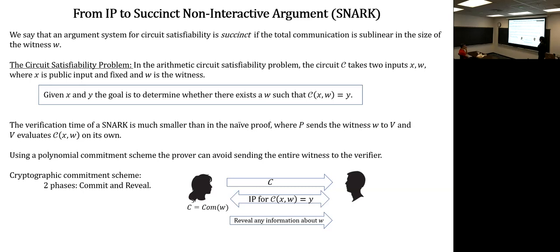And a cryptographic technique for the transformation of an interactive proof system into a SNARK, into a cryptographic proof, basically, is to use a commitment scheme. Using a polynomial commitment scheme, for instance, the prover can avoid sending the entire witness to the verifier. So this already reduces the size of the proof, right? A cryptographic commitment scheme consists of two phases. In the first phase, the prover will commit to the secret, and then in the second phase, the prover can reveal the secret such that the verifier can check that the commitment the prover committed to in the first phase was correctly computed.